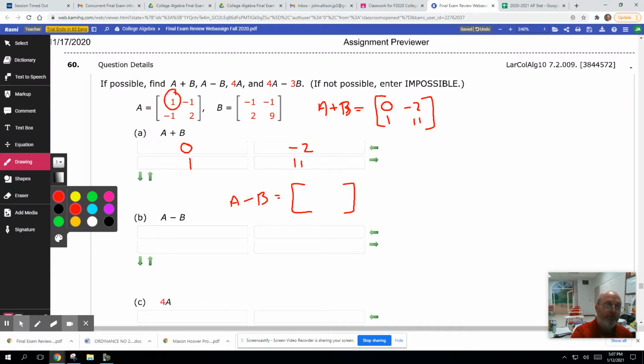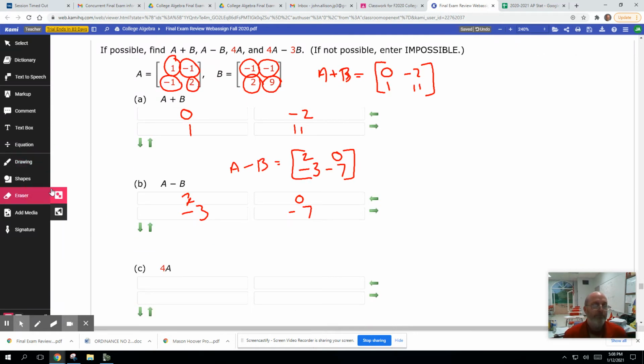We're going to do 1 minus negative 1, which is going to be 2. We're going to do negative 1 minus negative 1, which is going to be 0. We're going to do negative 1 minus 2, which is going to be negative 3. Then we're going to do 2 minus 9, which is going to be negative 7. So matrix A minus B is 2, 0, negative 3, negative 7. I'm going to erase again.